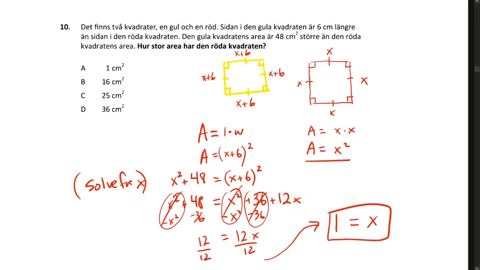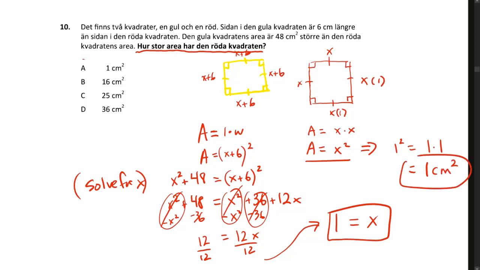It says, how big is the area of the red square? Well, if these are 1, we just replace 1 for x. So 1 to the power of 2, that's just 1 times 1, which is just 1. So our answer is 1 centimeter squared, which is A.